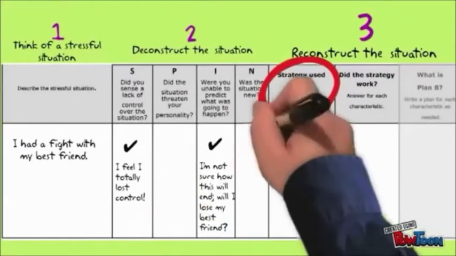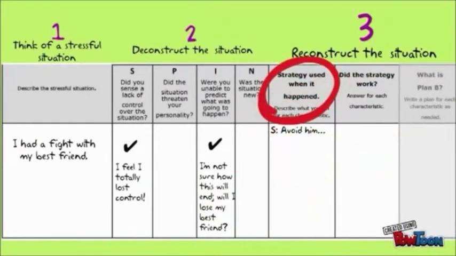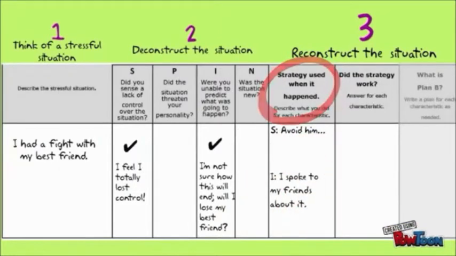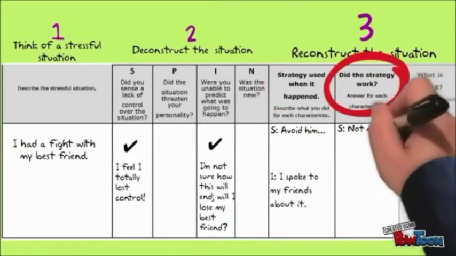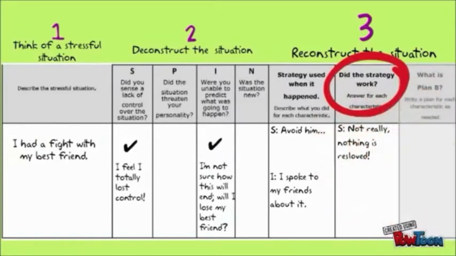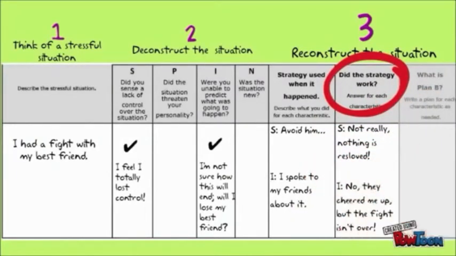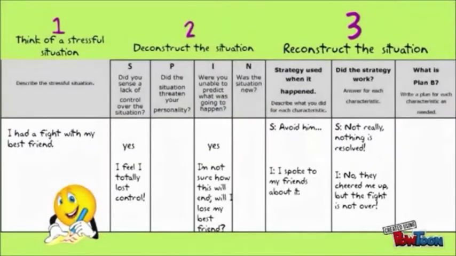To reconstruct the situation, you must first write the strategies you used when the situation happened. Do this for each SPIN element. Then, indicate whether the strategy worked or not. In this example, avoiding my best friend or talking to my other friends didn't really resolve anything.